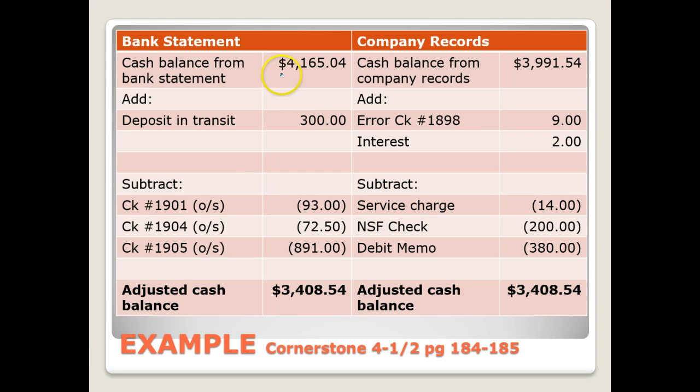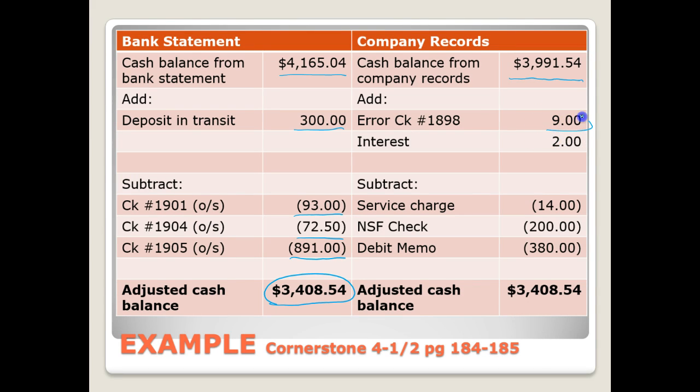Remember, I started the left-hand side with the final balance from the bank statement. I'm going to add deposit in transit of $300. I'm subtracting the amounts of those 3 outstanding checks, and I come up with an adjusted cash balance of $3,408.54. On the right-hand side of my reconciliation, I have a cash balance of $3,991.54. That's what I got from my company records as of the end of August.